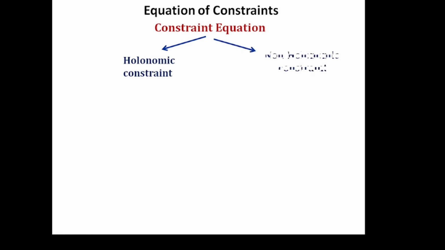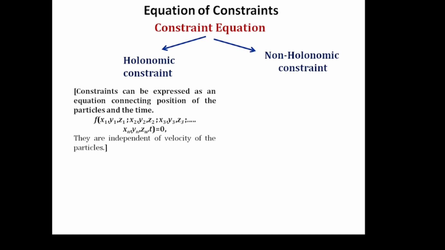Now we will discuss the constraint equation. Constraint equations are divided into two parts, that is holonomic constraints and non-holonomic constraints. This is based on the velocity factor. That means one is independent of velocity, another is dependent on velocity.